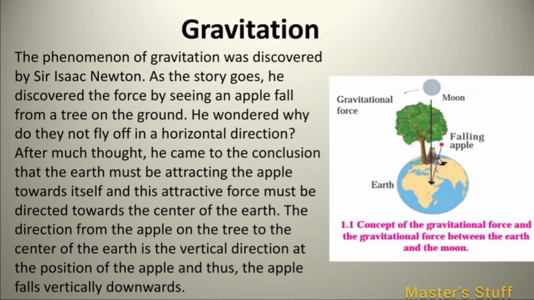After much thinking, he came to a conclusion that there must be some force on earth which is attracting this apple towards itself. The direction from the apple on the tree towards the center of the earth is in vertical direction. Thus, the apple falls only vertically downwards.